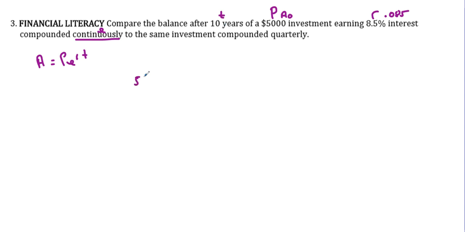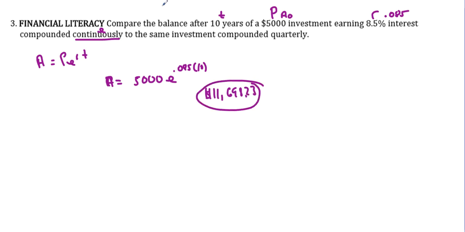So I'm just going to plug it in. So I'm going to have 5,000. So principal is equal to, my amount is equal to 5,000 e to the 0.085 times 10, sorry. Okay, so grabbing the calculator, we get about 11,698.23. But it's asking us to compare compounded quarterly.